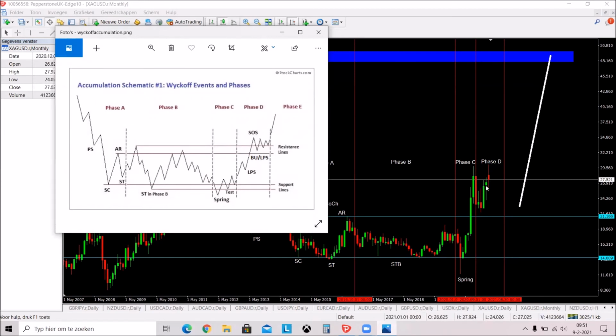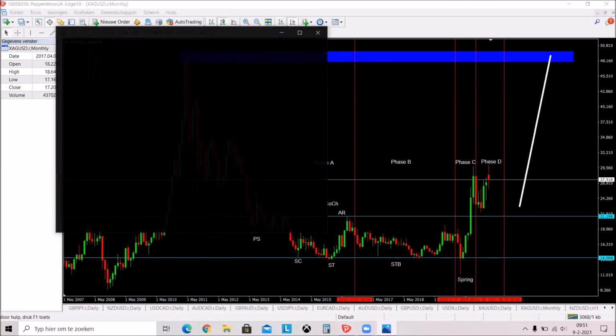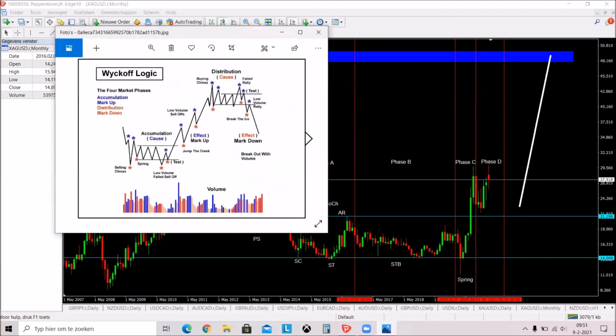This is phase D, and as you can see, it's now building the range, which is around here, after the sign of strength. The sign of strength is the breakout out of the range, which we've already seen. And one of the important things after an accumulation range is this: there's often a retest of this level before taking off to the upside. And that level is, in my mind, this level.